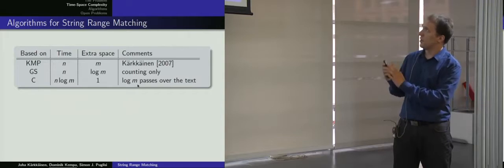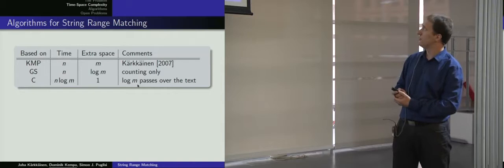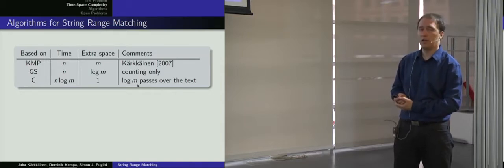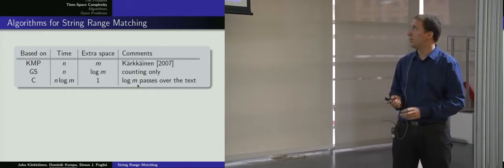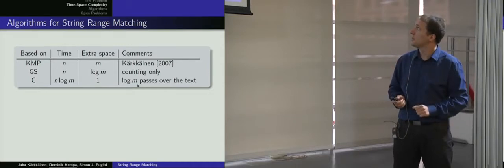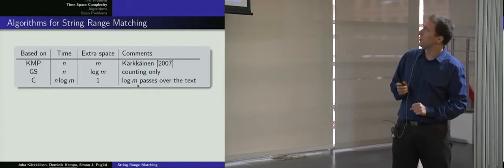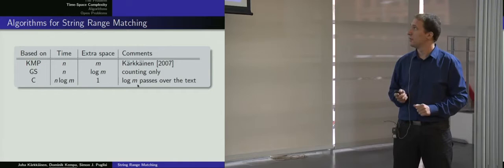So this is a summary of algorithms for string range matching. The first algorithm is due to Kärkkäinen from 2007. It's based on KMP, and so it's using order of m space. But in this talk, we will discuss the remaining two algorithms, which are the main contribution of our paper.